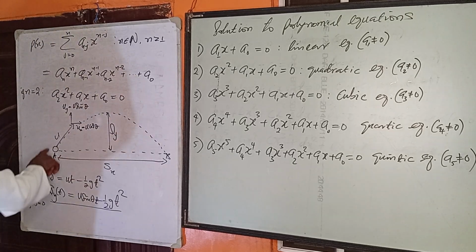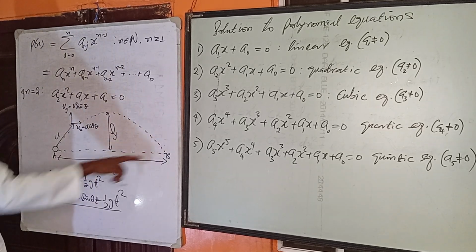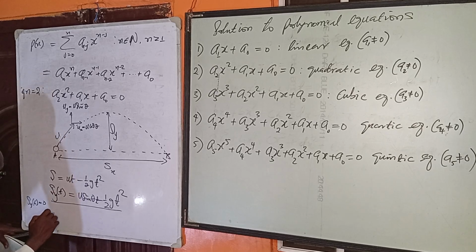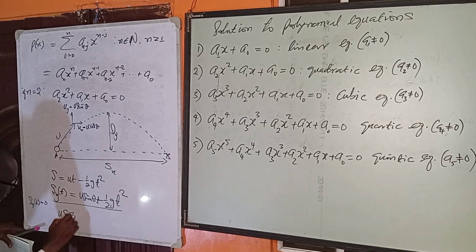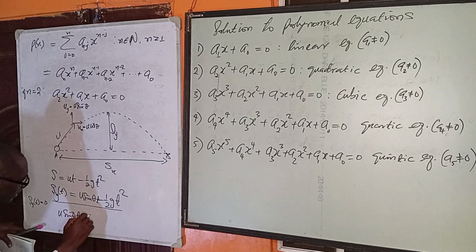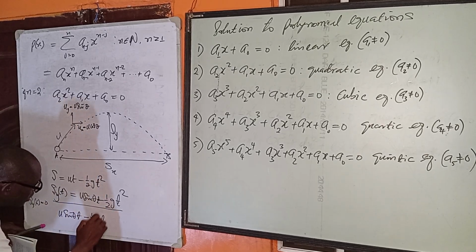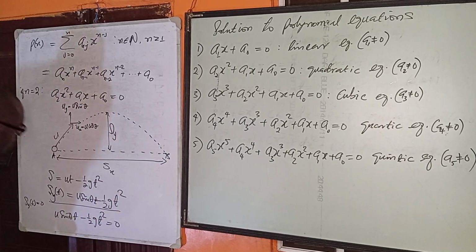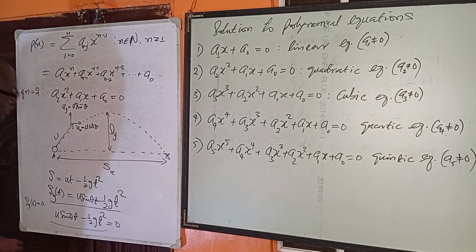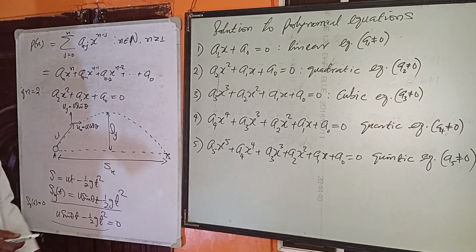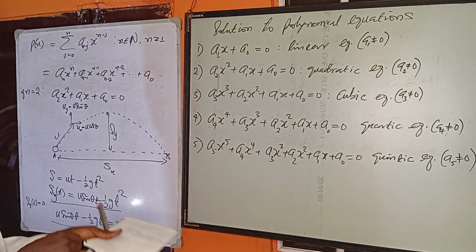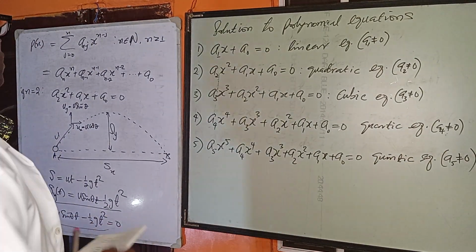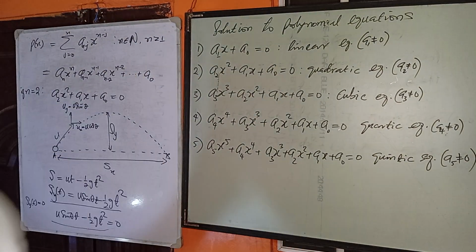Now to find the time for this particle to hit back the plane, we'll be solving for t in this equation, u sine theta t minus 1 over 2 g t squared is equal to 0. This is nothing but a quadratic equation for which we have to solve for the time t. Okay, I hope this will do for quadratic equation.